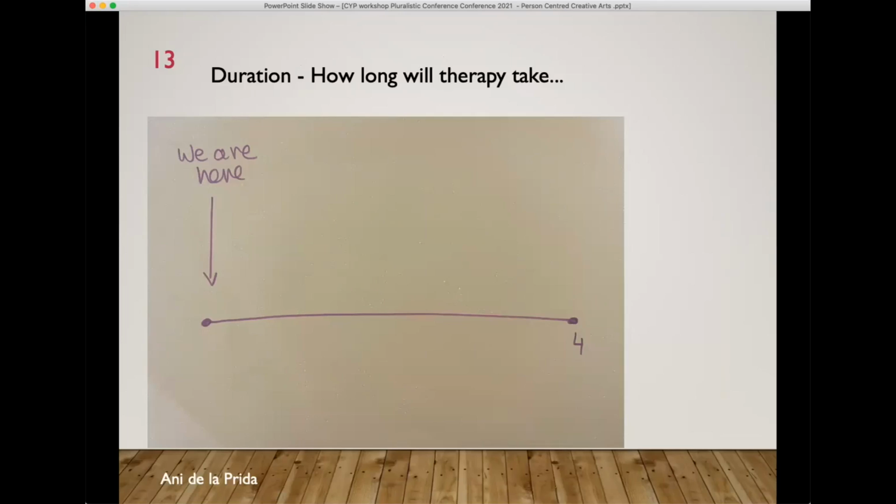However, it can give an indication, and it's a really good thing to start to have dialogue over, whether this is going to be a week or 3 weeks or a year or 10 years. Because it's also about managing expectations and understanding the expectations of the young person. Sometimes young people come thinking, I'll come for 1 session and it'll all be okay. So it's an important conversation to have, I think.